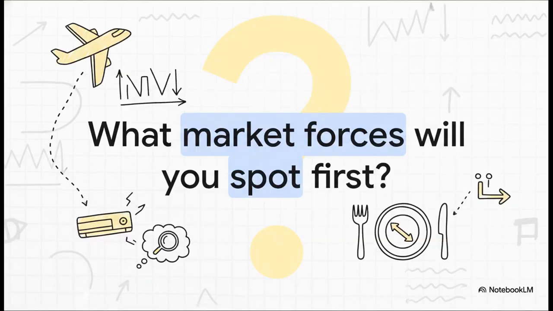So, the next time you buy a plane ticket, or you sign up for an internet plan, or you even just pick a place for lunch, you'll have the tools. You can see the invisible forces pulling the strings. The theory isn't stuck on the page anymore, it's all around you. So my question to you is, what will you spot first?